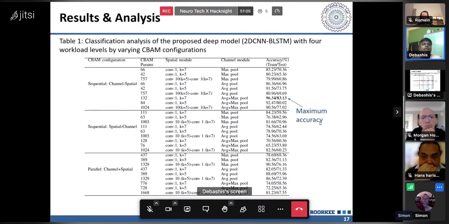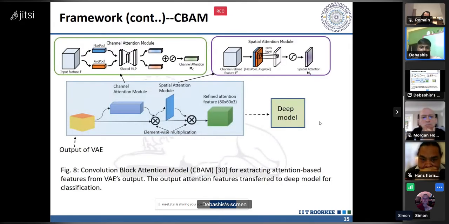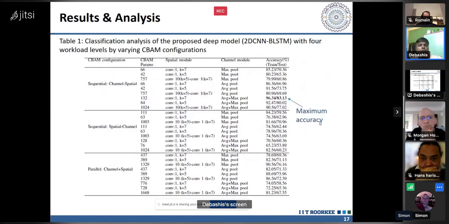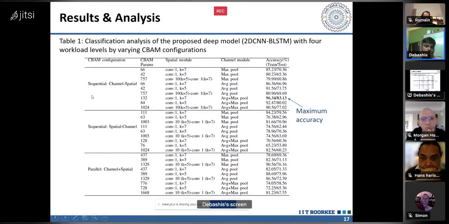So, this is the results and analysis. The first one is that in the CBAM, as we can see in this slide, there is channel attention and spatial attention. There are two attention modules in CBAM. So we changed the configuration of both attention modules, in sequential as well as parallel mode, and checked whether the accuracy increased or decreased. We also changed some hyperparameters of both the channel and spatial modules, and checked how much the accuracy drifted for changing this configuration.